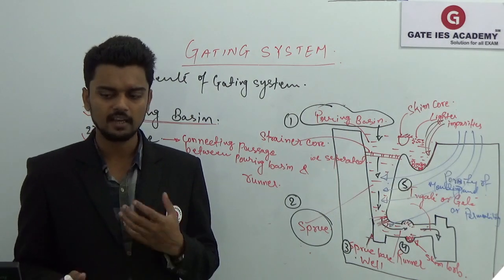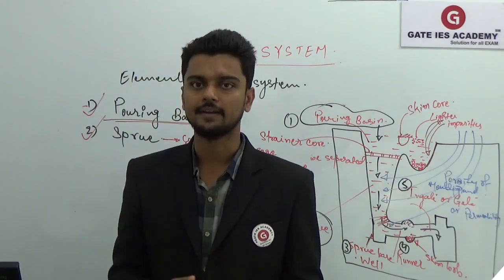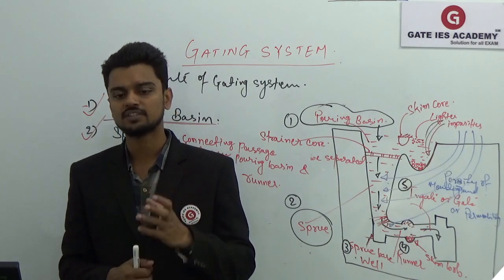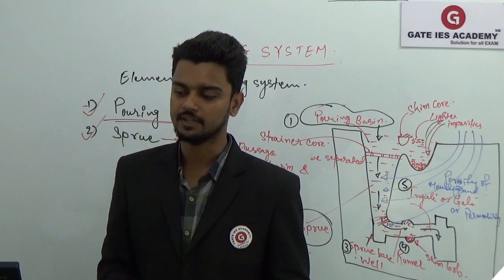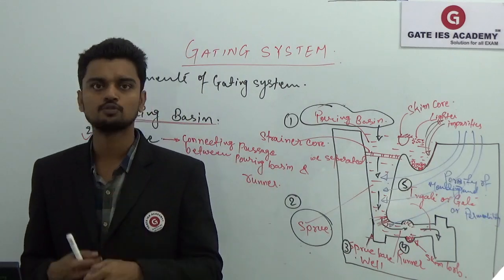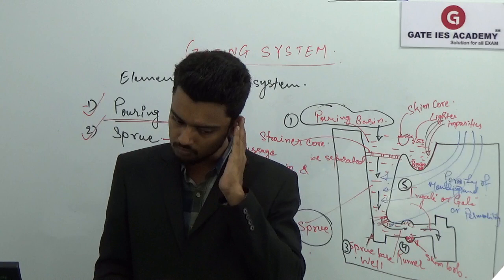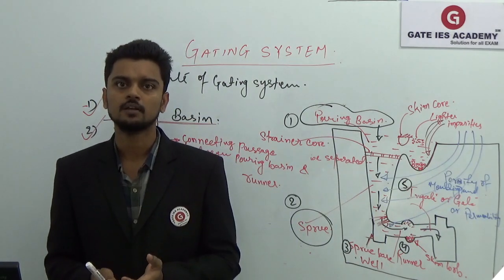Then the last element that we have is the gate or in-gate. It's the last point of your gating system through which this molten metal enters into your mold cavity. Okay, it's the opening through which this molten metal enters into your mold cavity. Now, what about its shape and cross section?